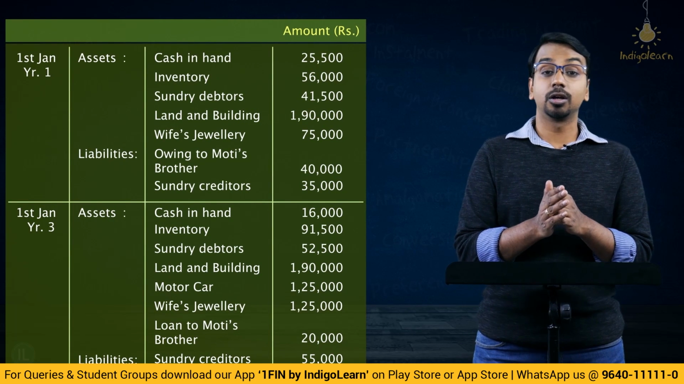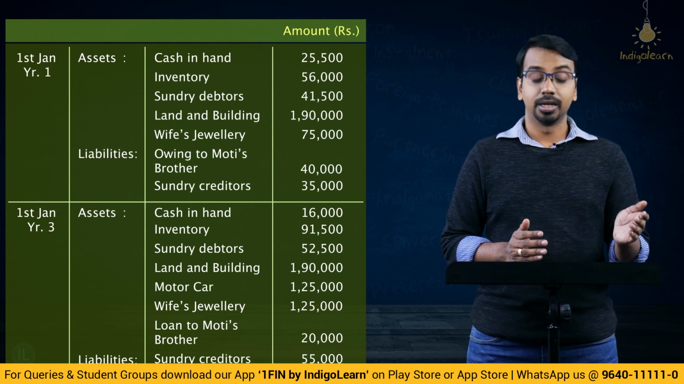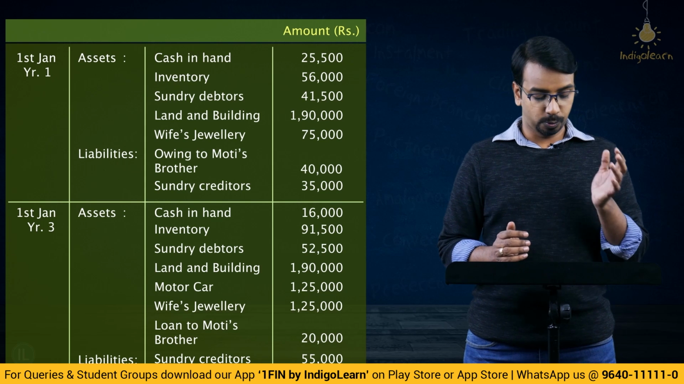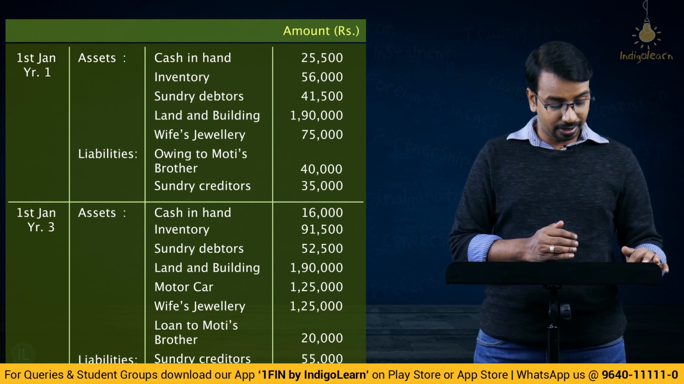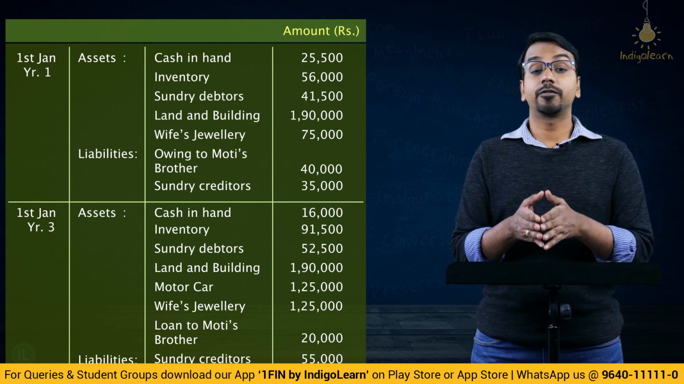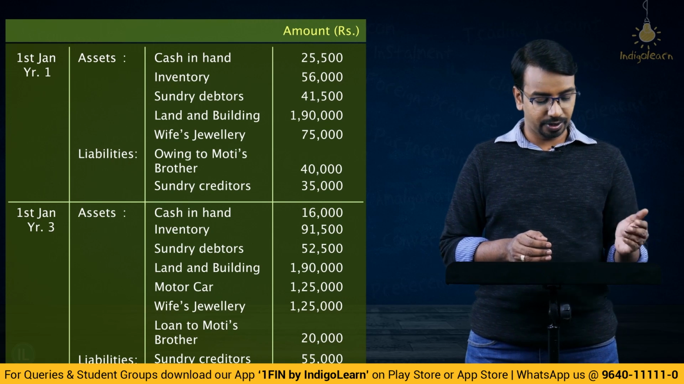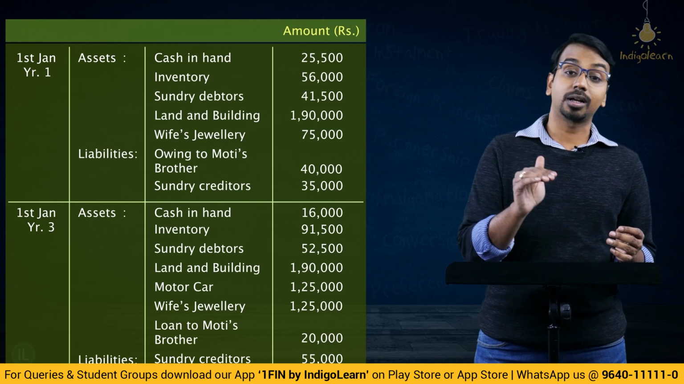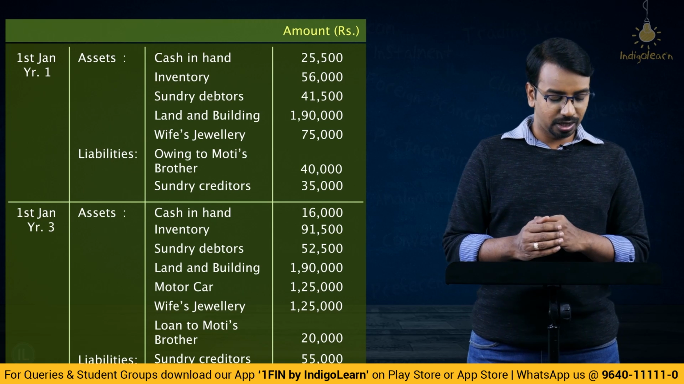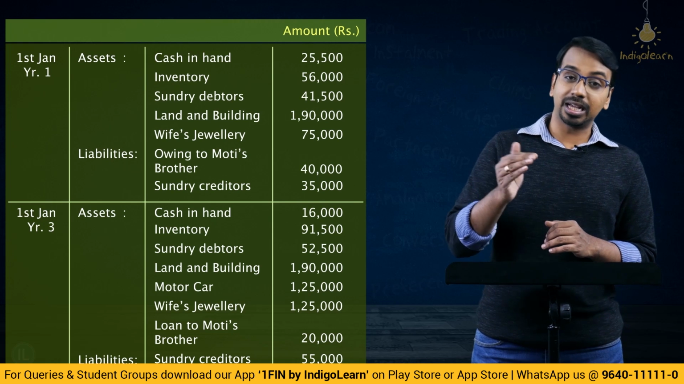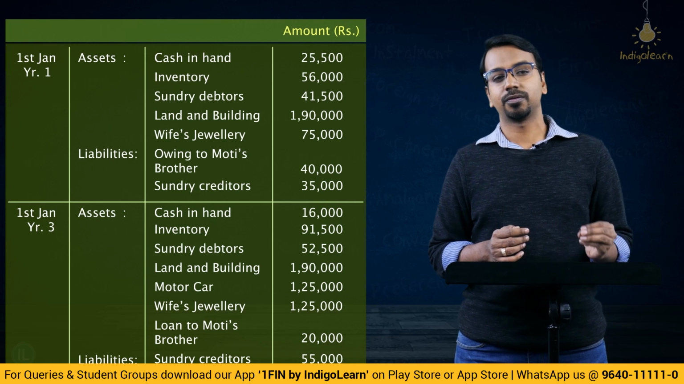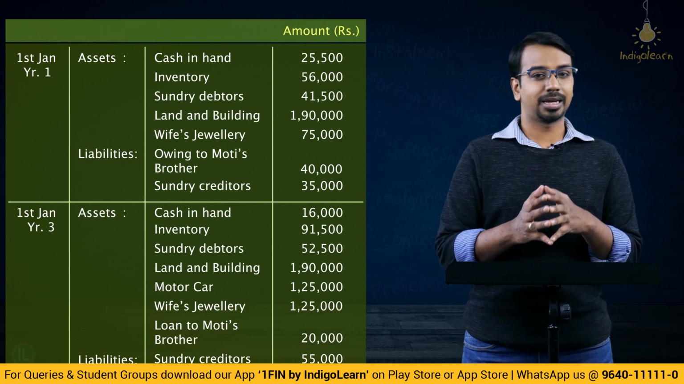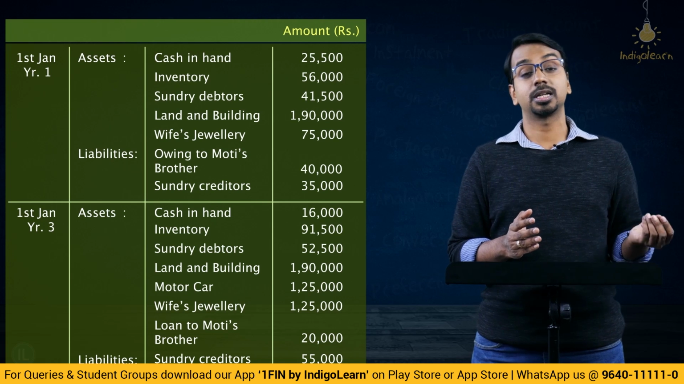So the details as on 1st of January of year 1, assets you have cash, inventory, debtors, land and building, wife's jewelry, and liabilities you have owing to brother 40,000 and sundry creditors. Then on 1st of January of year 3, you have cash, inventory, sundry debtors, land and building, a motor car got added, okay, and there is wife's jewelry, and the loan which he had taken from his brother, now he has given a loan to his brother of worth 20,000 and sundry creditors is 55,000. Now if you look at these statements of assets and liabilities, you see the proprietor or the person has purchased a car.